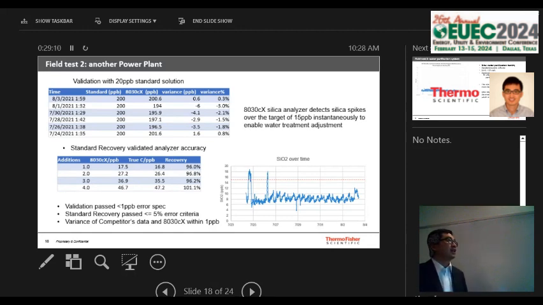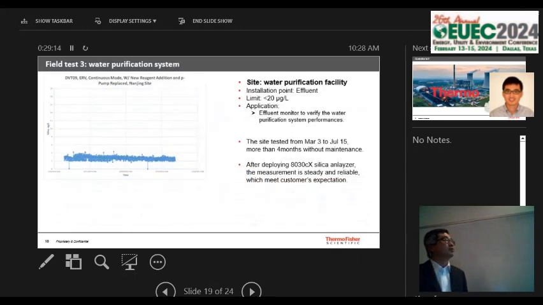We also did a standard recovery test here as well. Showed pretty good results. Here's another example. This is a demin plant specifically, and so we sampled the effluent. Again, their target is less than 20, but they are pretty good at treating their water. So they're generally below 4 ppb. Kind of shows how accurate we are in the analyzer, right? You can detect down to 2 to 3 ppb pretty accurately, consistently over a few months.